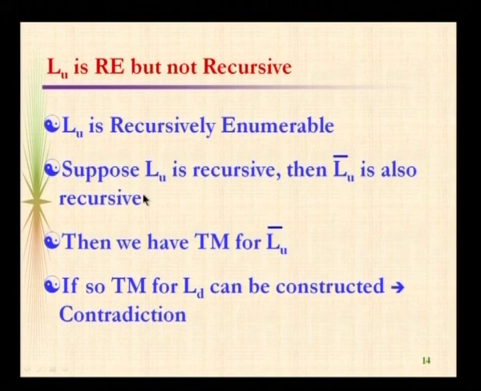If it is going to be a complement whose language is recursive, then we can claim that there exists a Turing machine for LU's complement. We know that the complement of LU has some similarity with LD. It means if we can find a Turing machine for LU's complement, it is possible to construct a Turing machine for LD, which is going to be a contradiction, because we have already proved that the language LD is a non-recursively enumerable language. But here, if we are able to construct a Turing machine for LD, it contradicts the proof that LD is a non-recursively enumerable language.